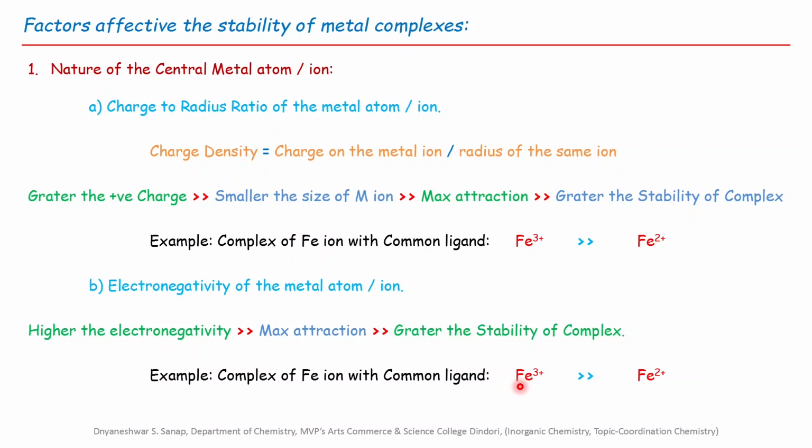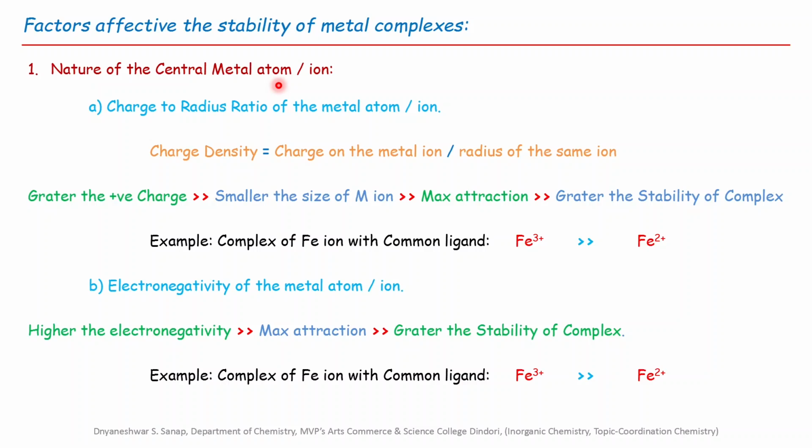When the electron deficiency increases, that is responsible for the attraction of maximum electron density from the other sources, that means other molecules or other ligands, and it results in the formation of a stronger bond. This stronger bond is responsible for the maximum stability of complexes. This is all about the nature of the central metal atom or ion, which is responsible for the stability of complexes.